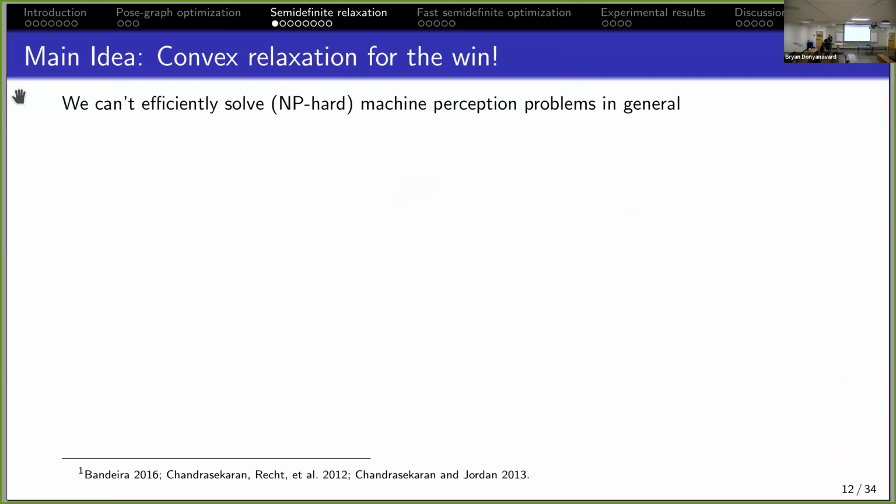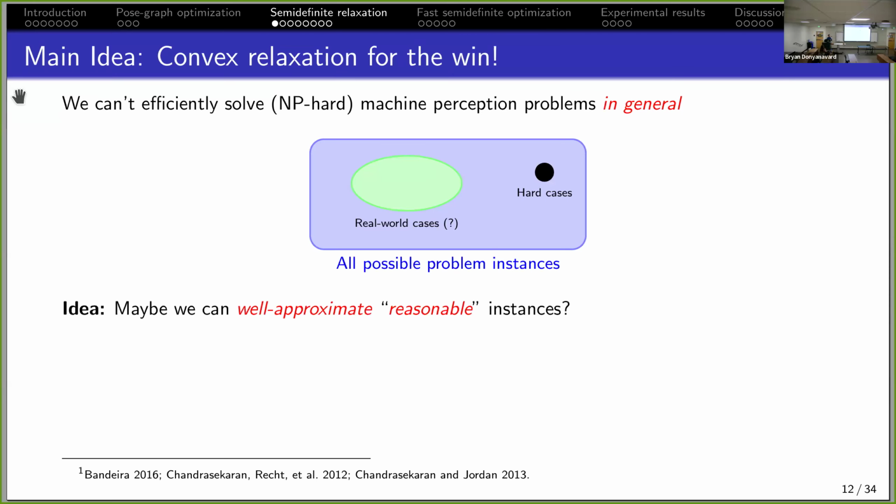Well, the main idea behind our approach is, we shouldn't expect to be able to solve NP-hard estimation problems efficiently in general, unless you're a true believer that P is NP and quantum computers are going to solve all our problems for us, which I personally am not. So that maybe initially seems discouraging. But if I stop and think for a second, I might realize that the concluding phrase there, in general, is actually doing a lot of work.